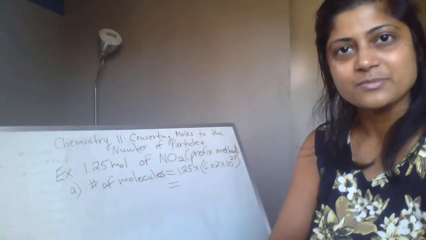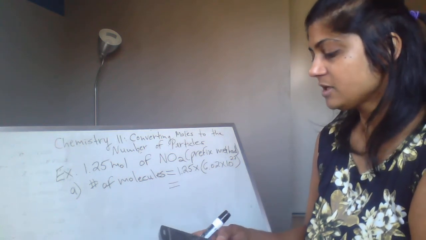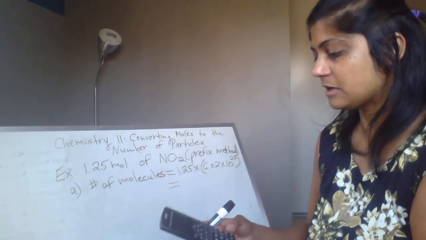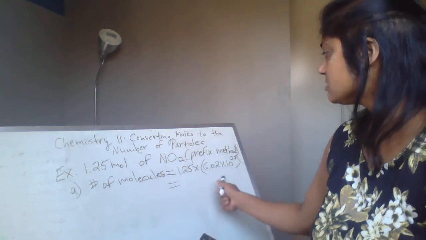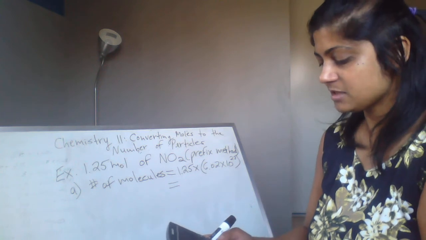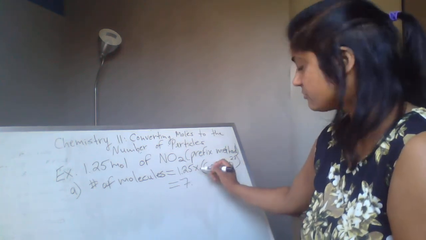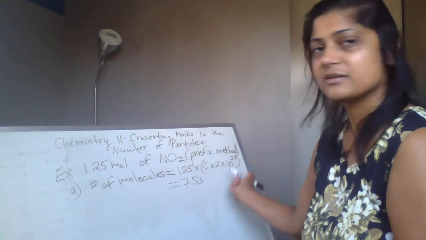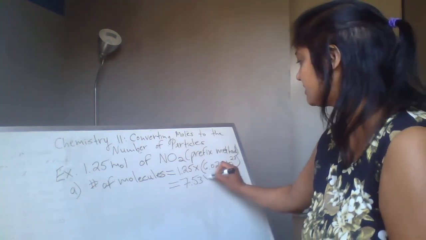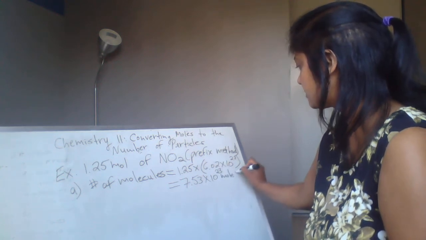Just like in math, make sure you're putting the equal sign going down. We are going to put this into our calculator here. If you want, you can put Avogadro's constant first, and then times 1.25. We're going to round this to two decimals, so 7.53 times 10 to the power of 23 molecules.